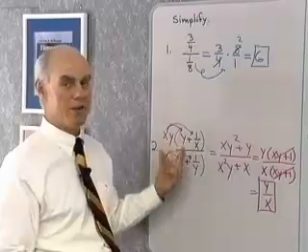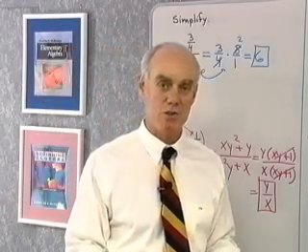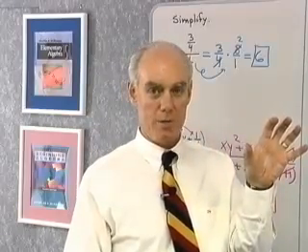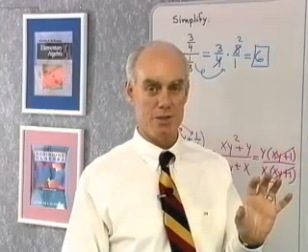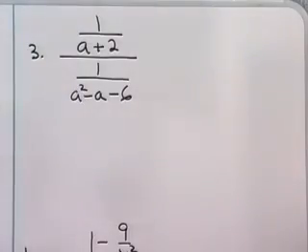Okay, so a second method of simplifying complex fractions: find the least common denominator for all the little fractions you see, multiply the numerator of the complex fraction and the denominator of the complex fraction by it, and see what you get. Let's try a second problem, or a third problem, I should say.